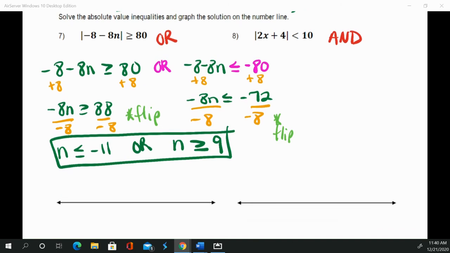Now, -11 to 9, those numbers are pretty far apart, so we're just going to use larger increments and then estimate where these numbers are on the number line. So less than or equal to -11, greater than or equal to +9.